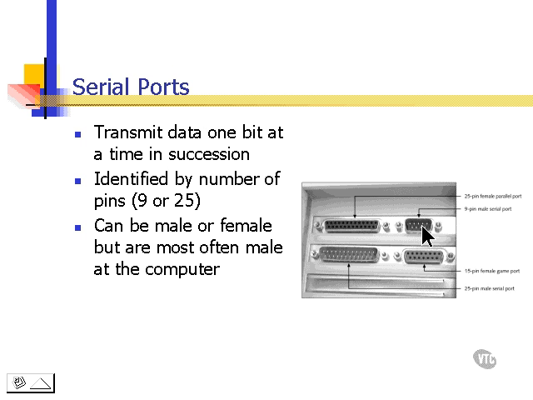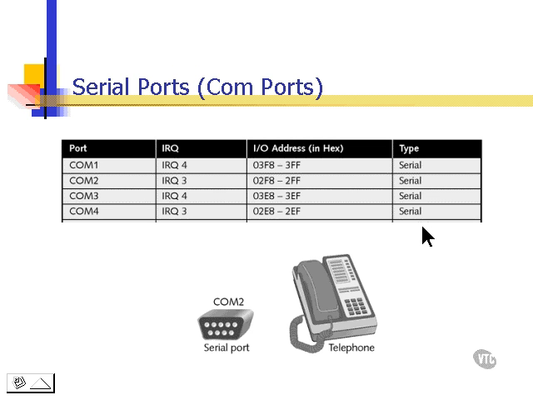The serial ports are most often used for communication. As a matter of fact, the COM ports that are built into most computers, COM ports 1 through 4, are all serial ports. So we can use a serial port connected with a modem to a telephone line to have communications over the telephone lines.